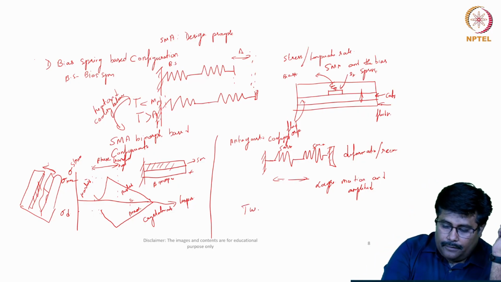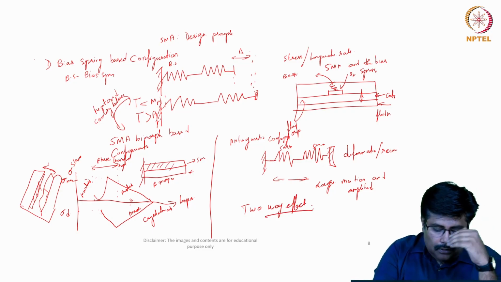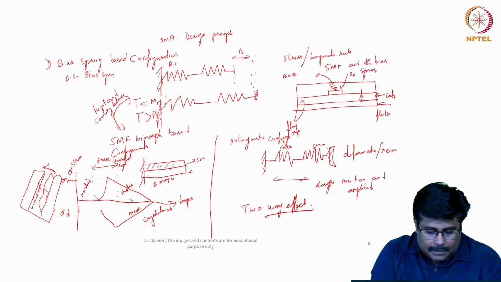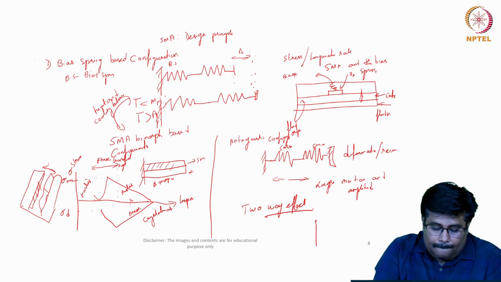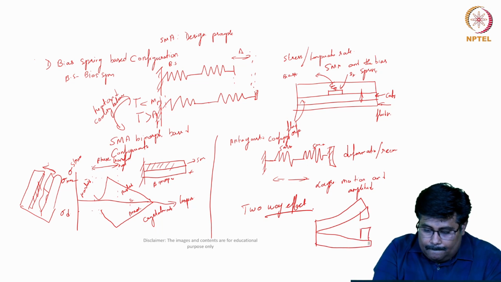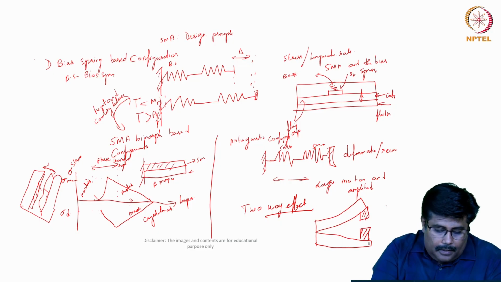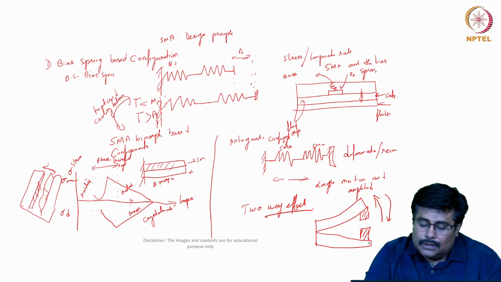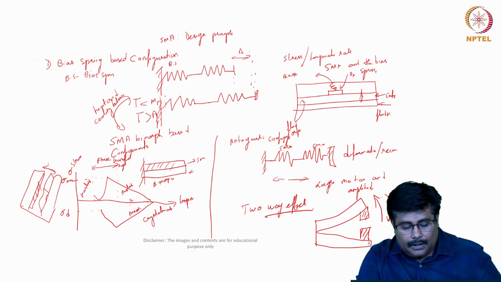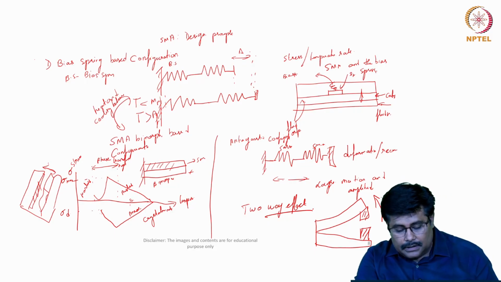In the case of a two-way effect, we have a monolithic kind of structure. So it is something like this. You have a single structure. And one way of actuation is happening in this direction, and the second way is happening in this direction. So this kind of two-way effect can be effectively deployed using this system.